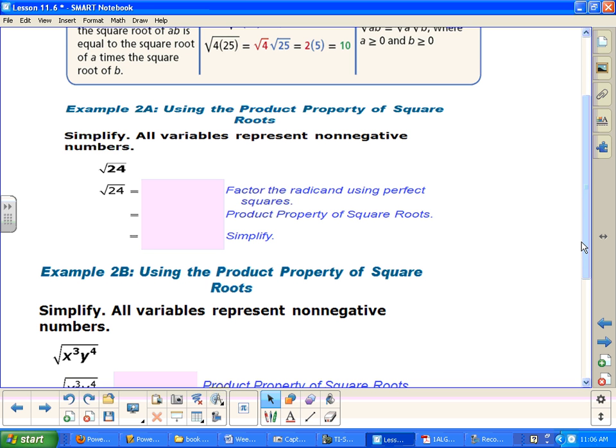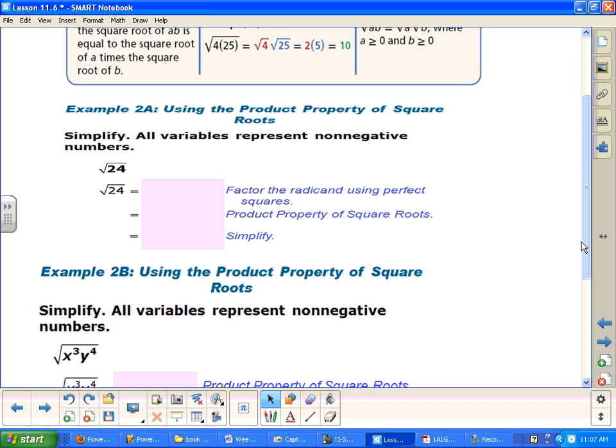So when you think about the square root of 24, first of all, is it a perfect square? No. So what I want to do is find the largest perfect square that goes into 24. I go through and look at my list of perfect squares: 1, 4, 9, 16, 25, and so on. What's the largest perfect square that goes into 24? Does 16 go into 24? No, it doesn't. We know 1 does. Does 4 go into 24? Yes. Does 9? No. Does 16? No. So the only one that goes into 24 would be 4.